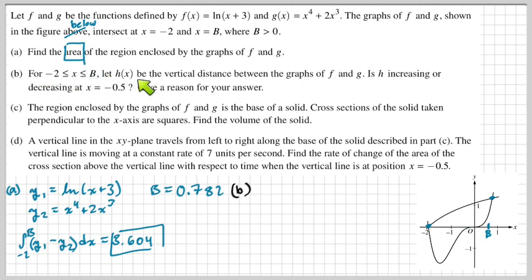We know what that means. Let H be the vertical distance between the graphs of F and G. So the vertical distance would look something like this. I would go this point minus this point. And that would be true for any other 2 points on this graph. Of course, these points have to have the same x value. But all you're doing is you're subtracting the top curve minus the bottom curve.